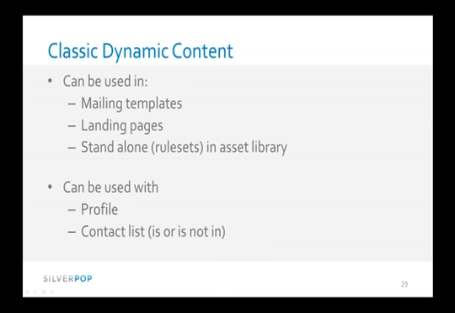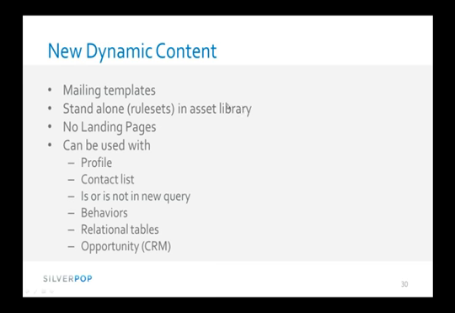So I just want to go over real quick with 8.8, some information changed, or we have a new dynamic content. The classic dynamic content can be used in mailing templates, landing pages, and standalone rule sets in the asset library. It can be used with just profile data and contact lists, such as is or is not in the contact list. However, there is a new dynamic content out there. You have mailing templates, standalone rule sets in the asset library, but it's not supported in landing pages. So if you want to do landing page criteria in your dynamic content, you're going to have to use the classic dynamic content.